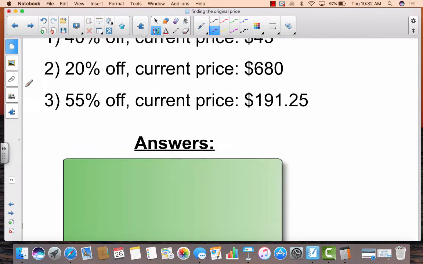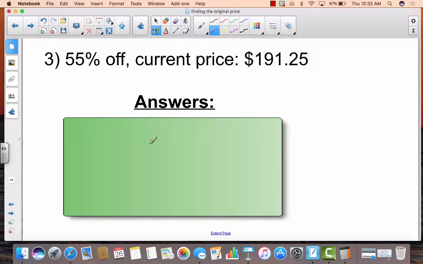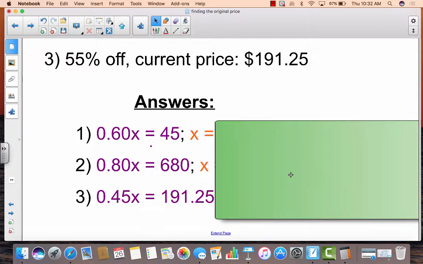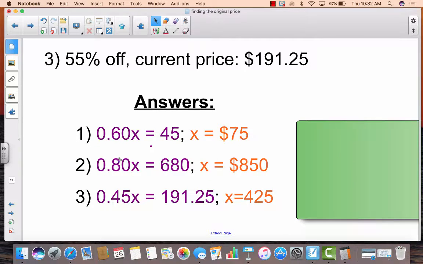Alright, so you now have those problems worked out on your paper. I'm going to move this for you so you can now check your work. You'll see the purple is the expression, and then the orange is the original price. Let me know if you have any questions.